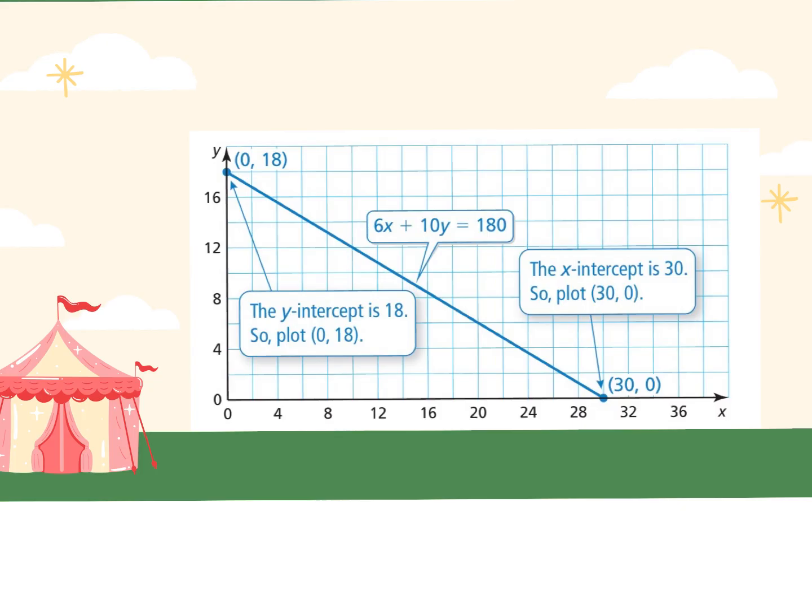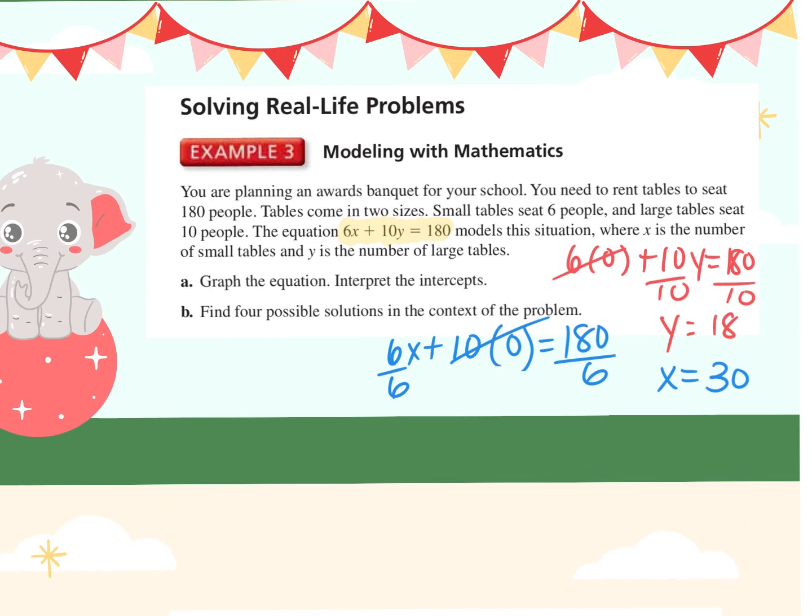Do you see that the y-intercept is at 18 like we said it was supposed to be? And the x-intercept is at 30 like we said it's supposed to be, right? That's great. They graphed it for you. Now, it says interpret the intercepts, meaning we need to talk about what this means.